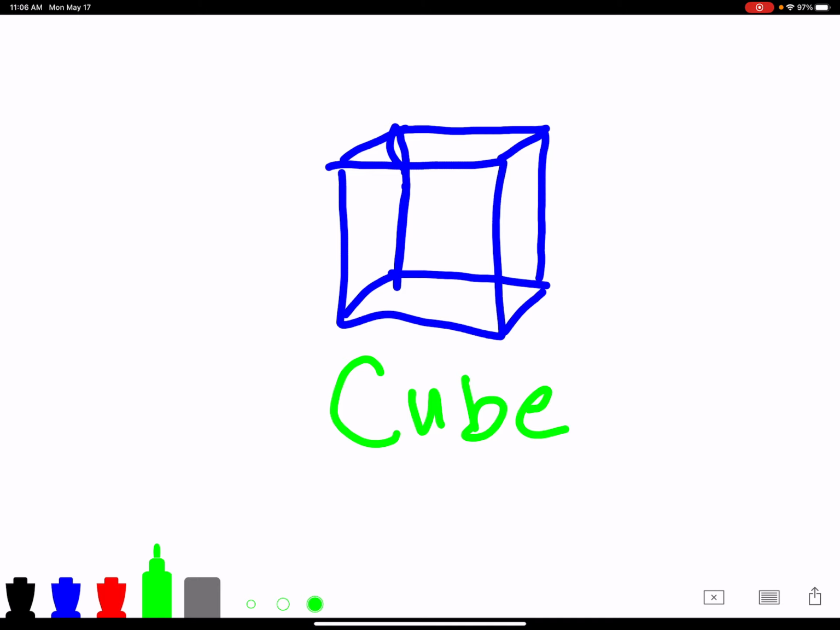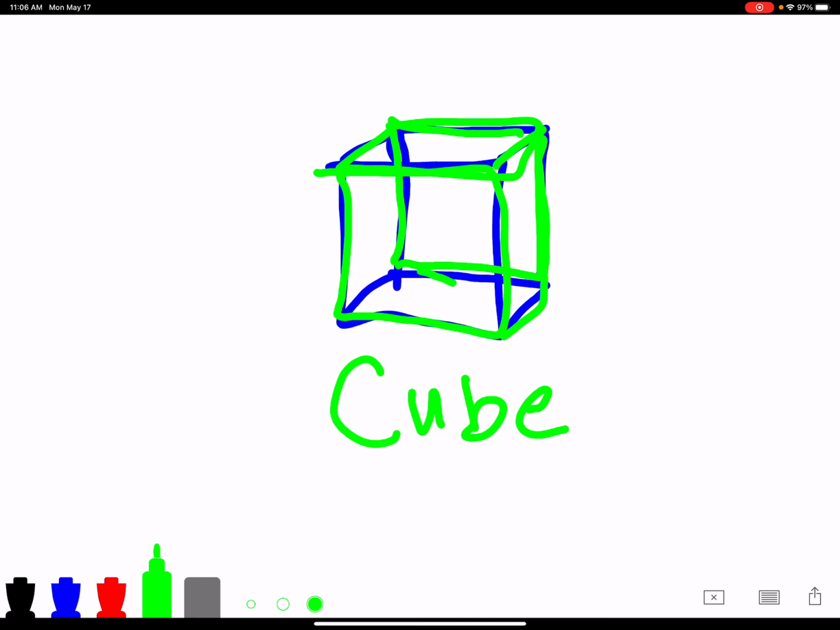So you notice, it looks very similar to a square, but not only are there sides right here, but there's sides right here, on the sides, on the back, on the top. So you have multiple faces of squares that are put together to make a cube.